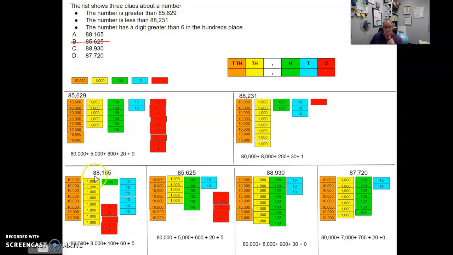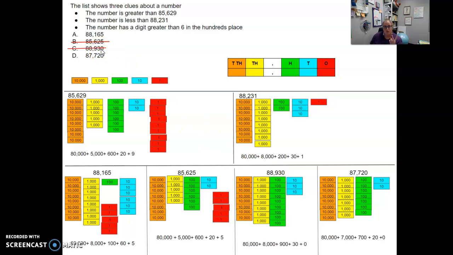Well, I see that this is 88,000, 88,000, 87,000. So just looking at the thousands places does not help me. So I have to look at my hundreds place. So if I have 200, well, this is 100, so that's still smaller. That works. 900. 900 is bigger than 200. So since it's bigger than 200, that means that I can cross 88,930 off of my list.